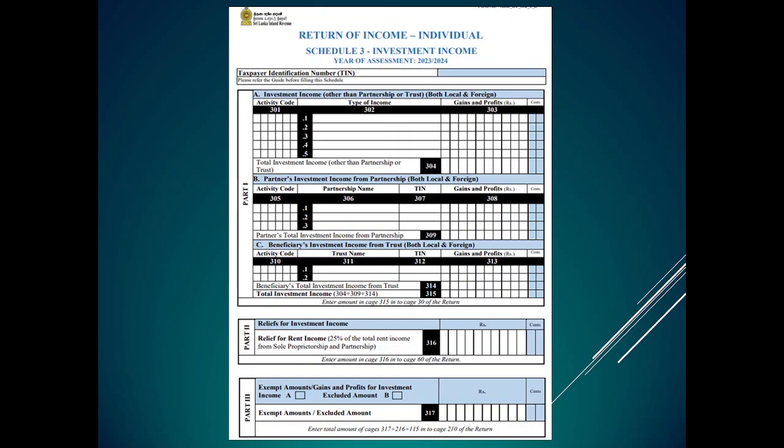Likewise, with business income, investment income from both local and foreign sources must be declared. Individual investment income, partners' investment income, and beneficiaries' investment income must be filled in each cage separately.